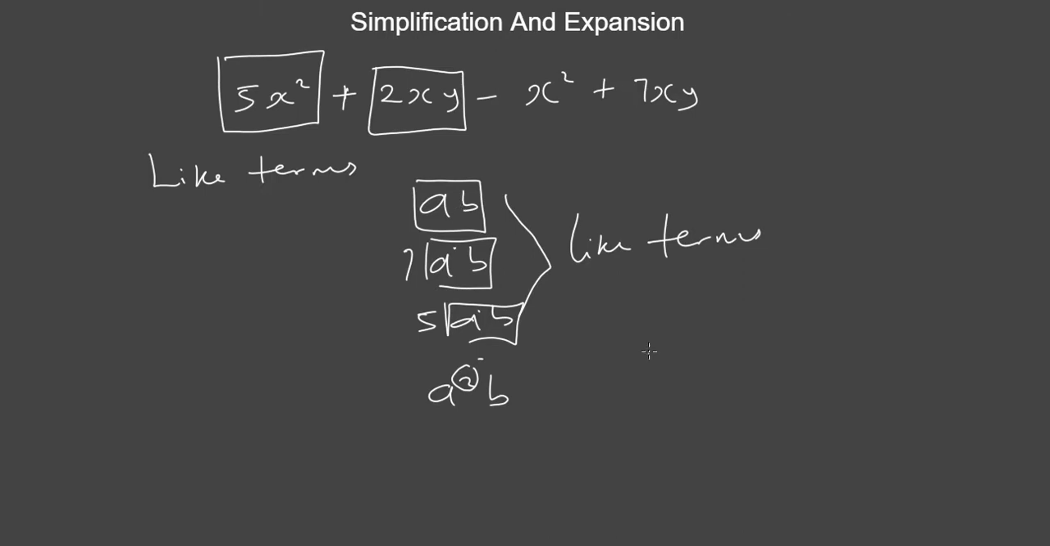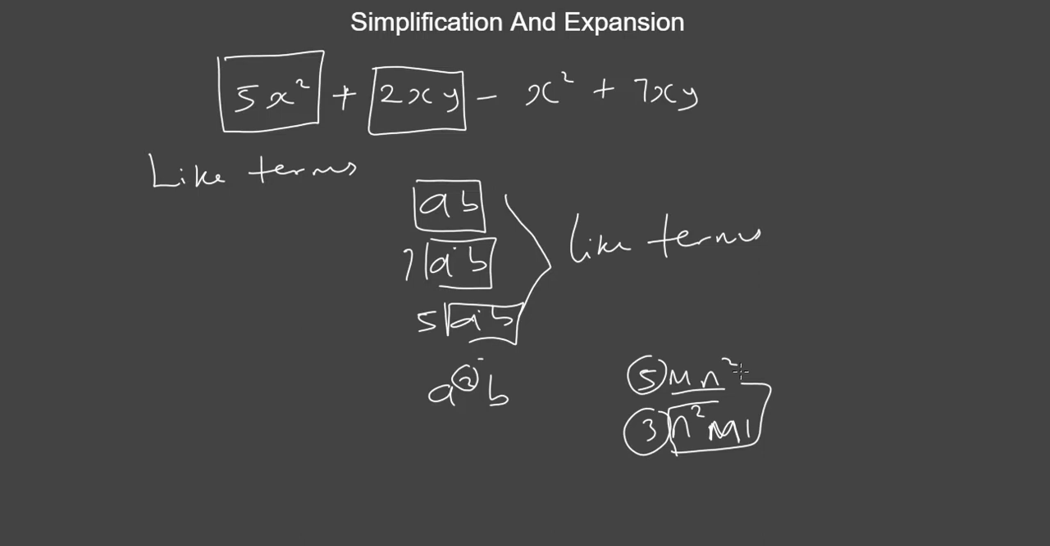Another example: let's say I have 5mn squared and 3n squared m. If you look at this carefully, you'll see that we have m raised to the power 1, n raised to the power 2, and m raised to the power 1, n raised to the power 2. So these two are very much alike. The variables are alike, but the coefficients might be different. Because they have the same variables, you call these like terms. So when simplifying an expression, what you want to do is add or subtract like terms.